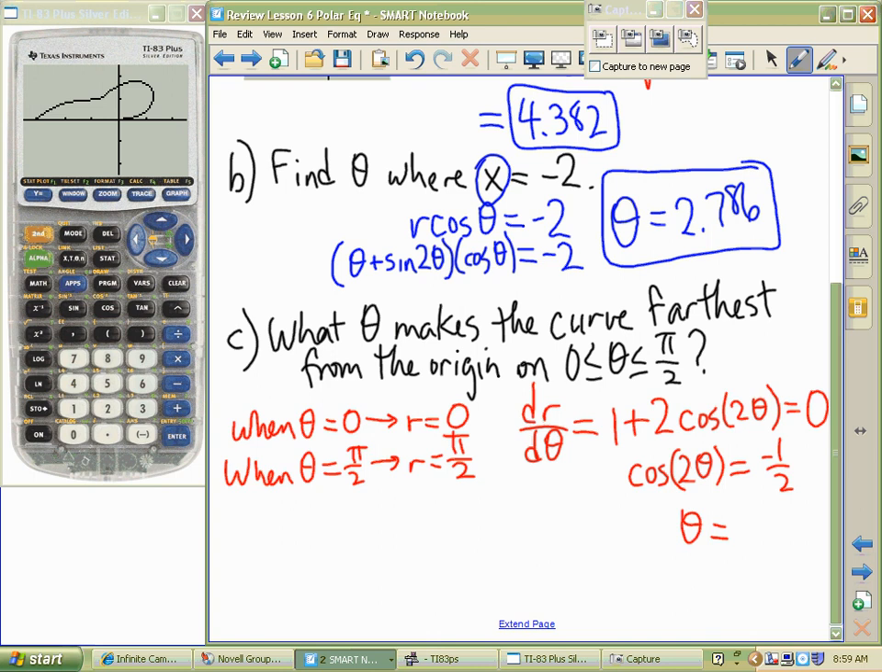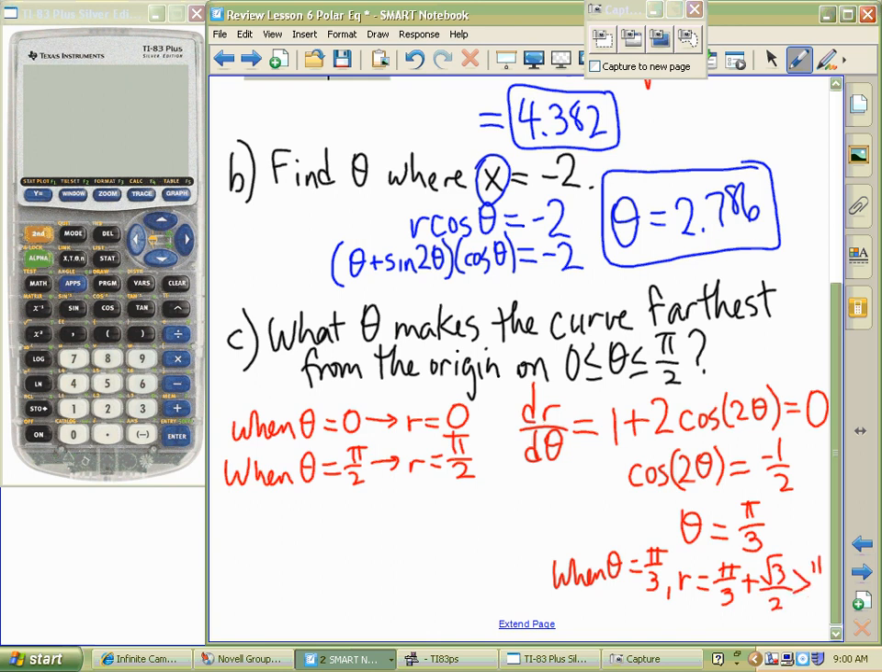This should be fun, gladiators. What's theta? Ooh. So, if we check when theta equals pi over 3, r is pi over 3 plus the sine of 2 pi over 3, which is radical 3 over 2, and that's bigger than pi over 2. So there's your max. Your max happens at theta equals pi over 3.